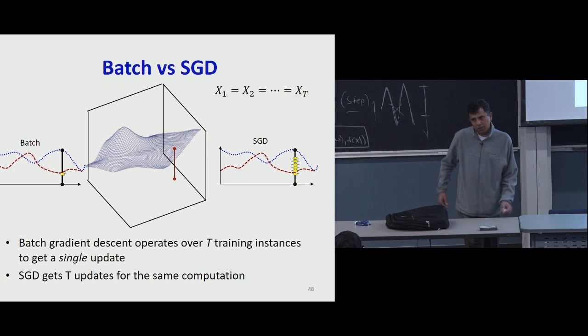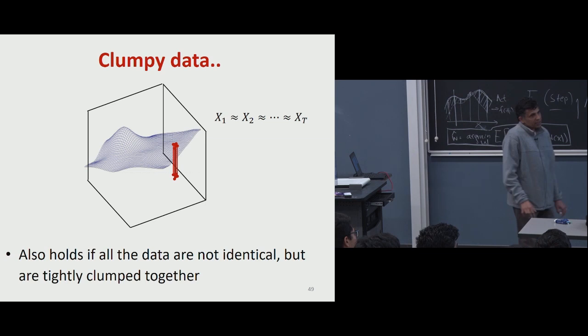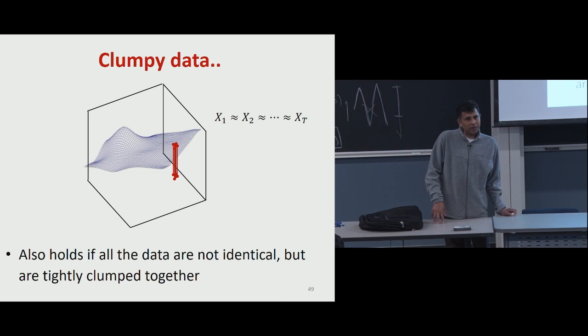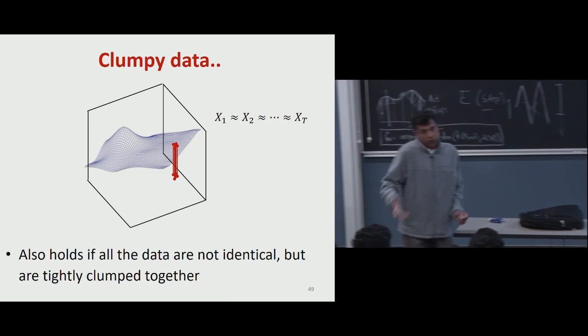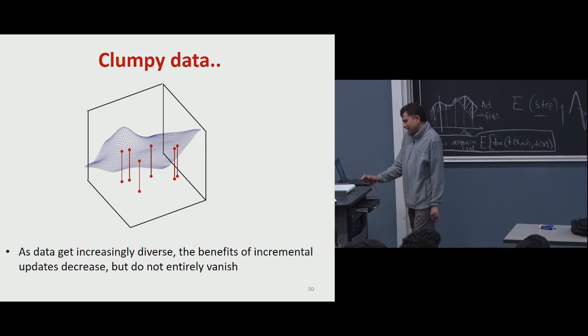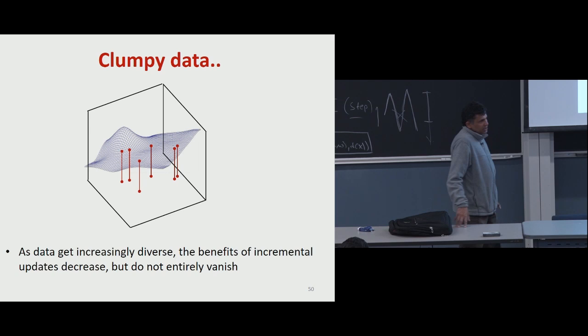Now, this obviously holds if all of them are exactly the same training instance. But you can imagine that this is also going to be the case if all of the training instances are very close. Again, if you're averaging all of them, then effectively you're going to get the equivalent of just having seen one of these training instances, or maybe the average training instance. Whereas if you made updates after seeing every single instance, you're going to get T times the corrections. And as the data become increasingly diverse, the benefits of incremental updates decrease, but they do not entirely vanish. Even in the limiting case, you're going to get some benefits. Exactly what benefits, we will see in a bit.